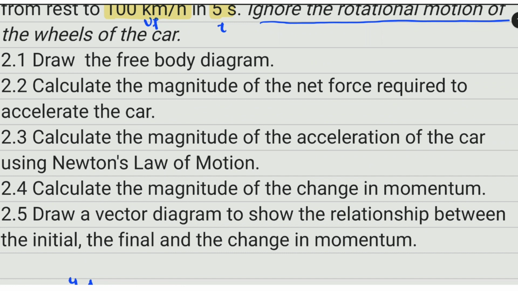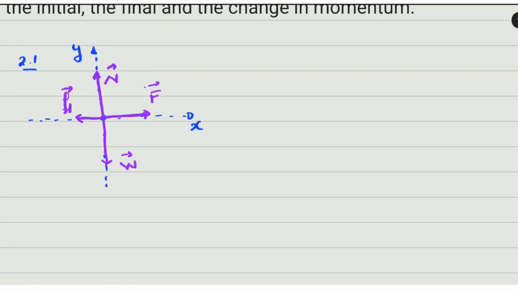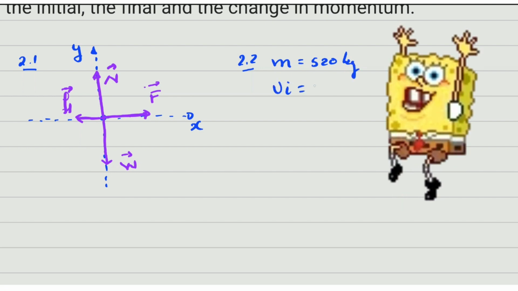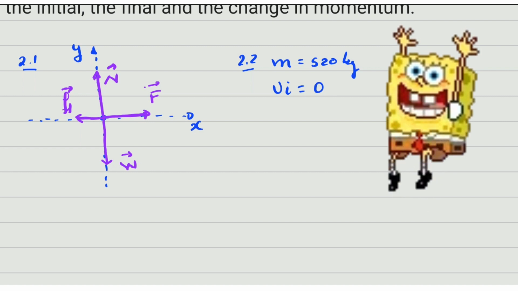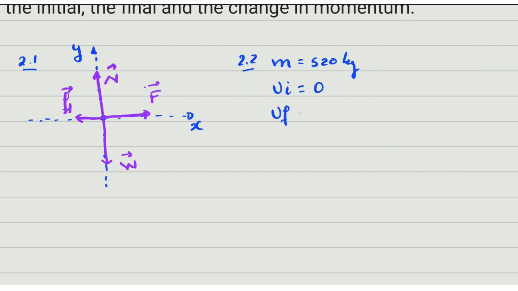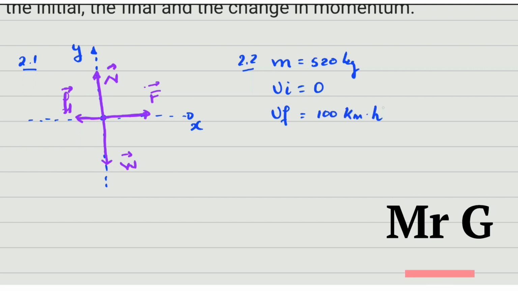Now in question 2.2 they say calculate the magnitude of the net force required to accelerate the car. To do that, we're going to write it here, 2.2. We're going to write quickly the data we have there. Now the mass, I'm not going to go back, you can go back. The mass was 520 kilograms. The initial velocity was 0 because it was moving from rest. The final velocity is going to be equal to 100 kilometers per hour, and we cannot work in kilometers per hour.